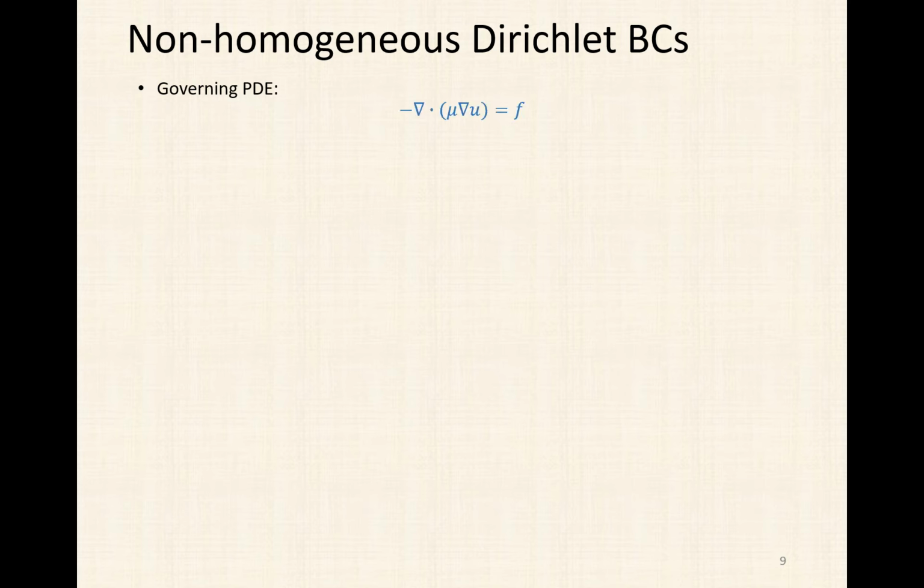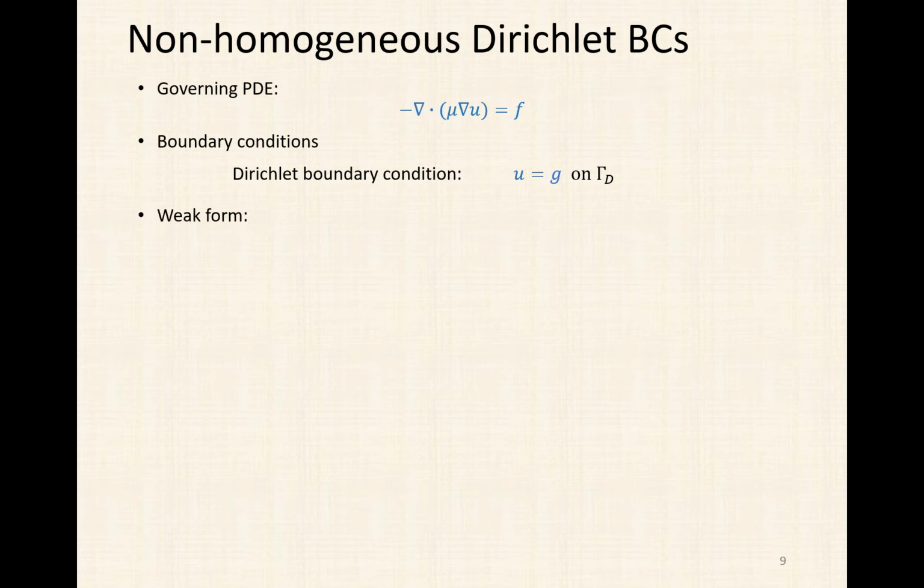Our PDE remains the same, it doesn't change. And then in the boundary conditions, instead of u equal to 0, we have u equal to g. g is a function that we know. So using g, we can calculate u on the boundary. For the sake of derivation, let us assume that there are no Neumann boundary conditions. We have a pure Dirichlet boundary problem. Again, after applying the weighted residual statement, the product rule, and then using the Gauss divergence theorem, we get this weak form.